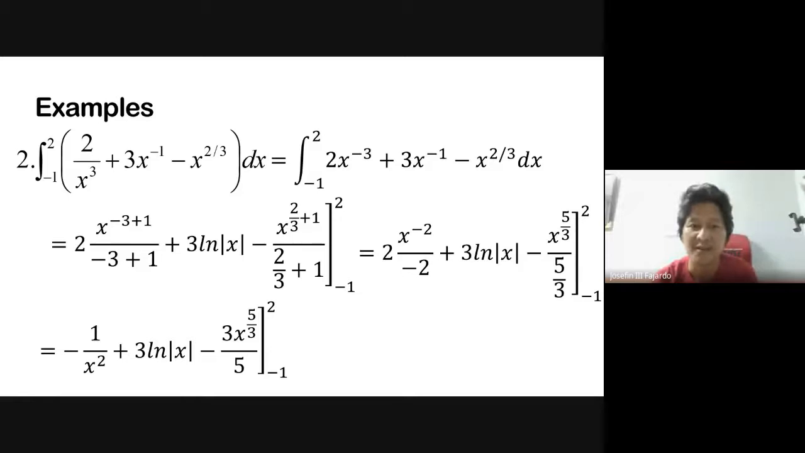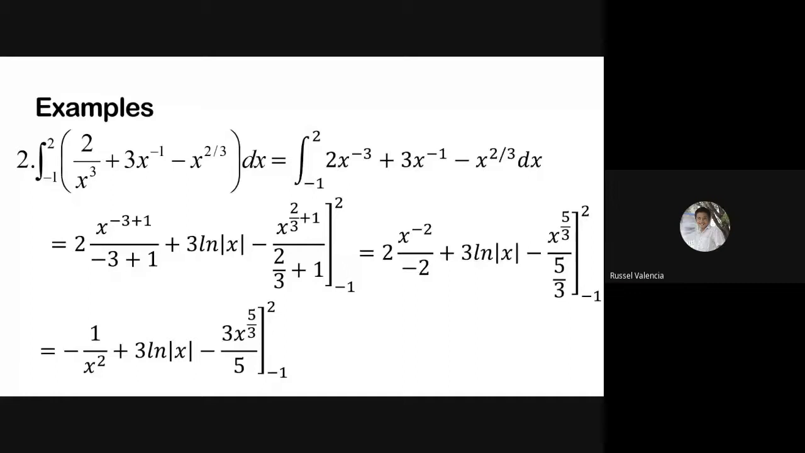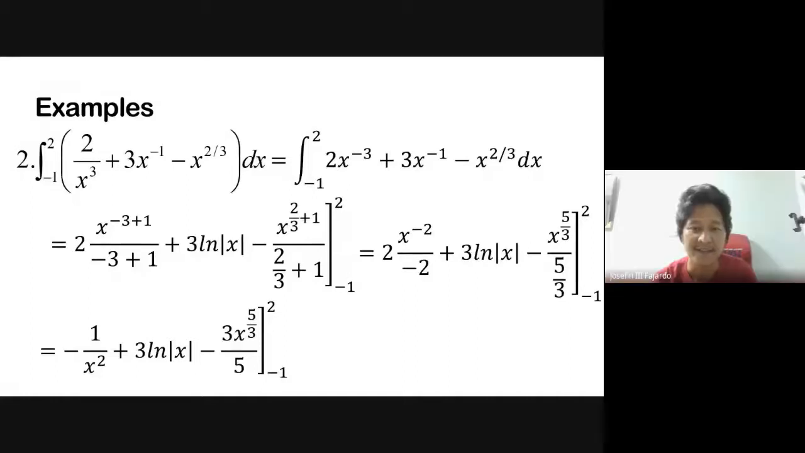When the exponent is negative 1, di ba, ln ang magiging integral nun. Nagkakaroon lang tayo ng plus 1 kapag yung ating exponent ay hindi negative 1. Di ba yun yung power formula natin? Okay po. Kapag hindi negative 1 yung exponent, we just add 1 and then place the new exponent sa denominator. Pero kapag negative 1 ang exponent, ang integral will be ln of absolute value of that base.